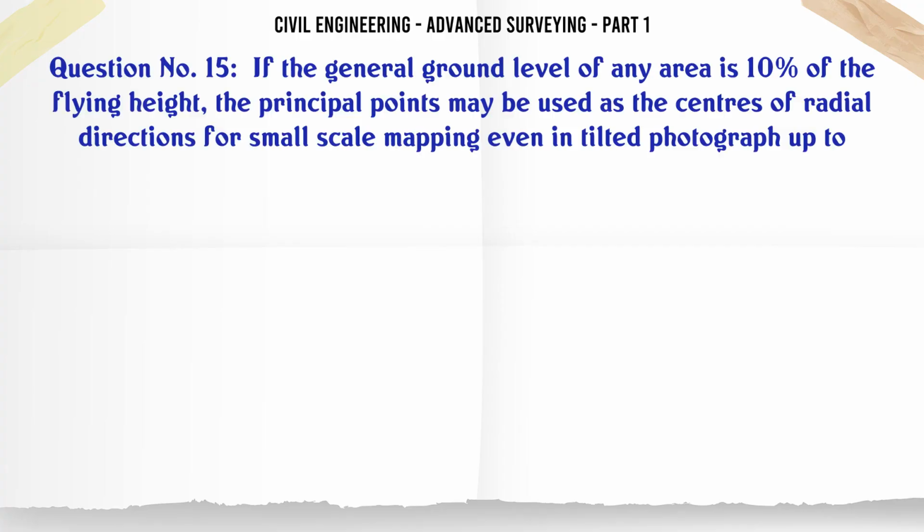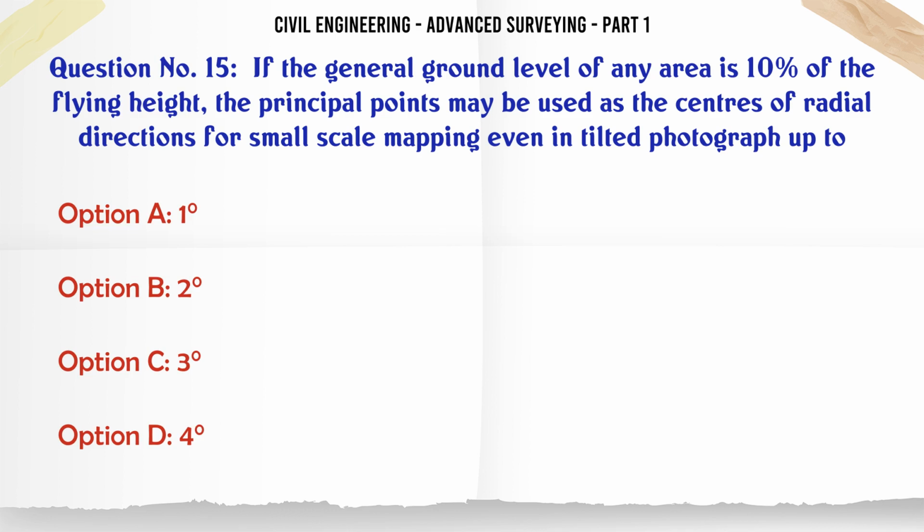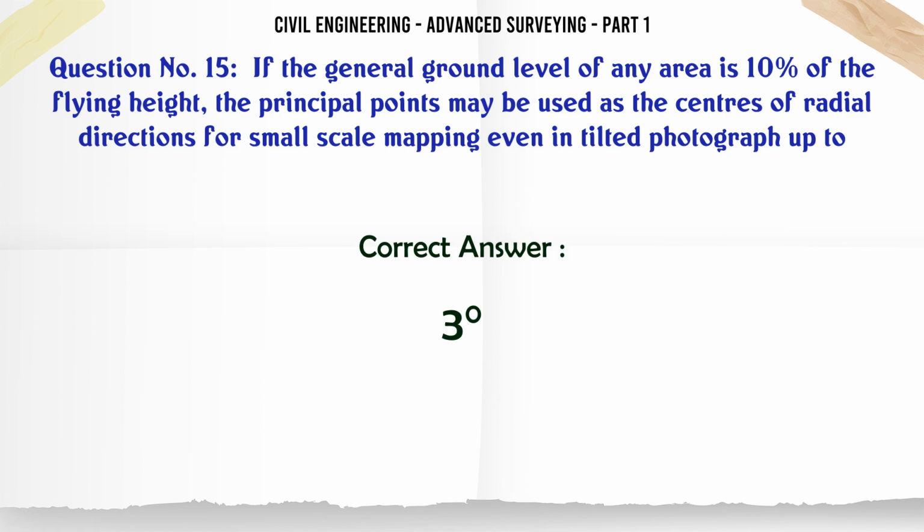If the general ground level of any area is 10% of the flying height, the principal points may be used as the centers of radial directions for small-scale mapping even in tilted photographs up to: A. 1 degree, B. 2 degrees, C. 3 degrees, D. 4 degrees. The correct answer is 3 degrees.